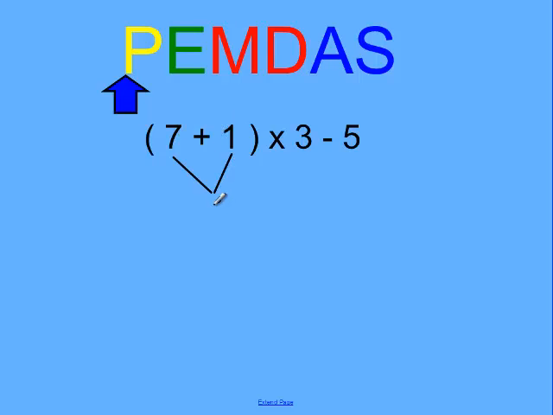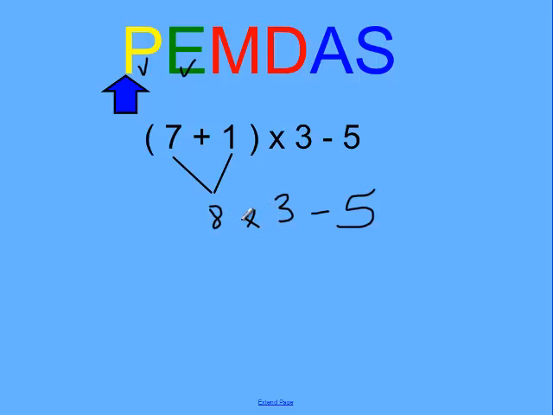All right, what is 7 plus 1? 8. Now what's the next step? That's right, bring down the rest of the problem. Times 3 minus 5. Okay, everything was brought down. Double check. All right, we did parentheses. There are no exponents. And now we're looking at multiplication and division. We can do both of those at the same time, but you must start on the left and work towards the right. So we need to check for those.